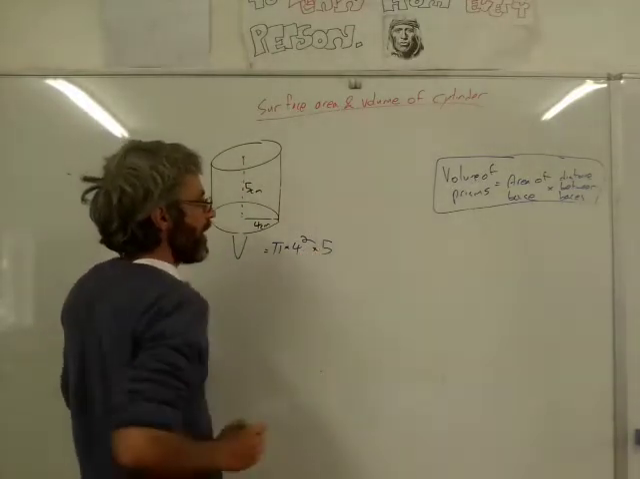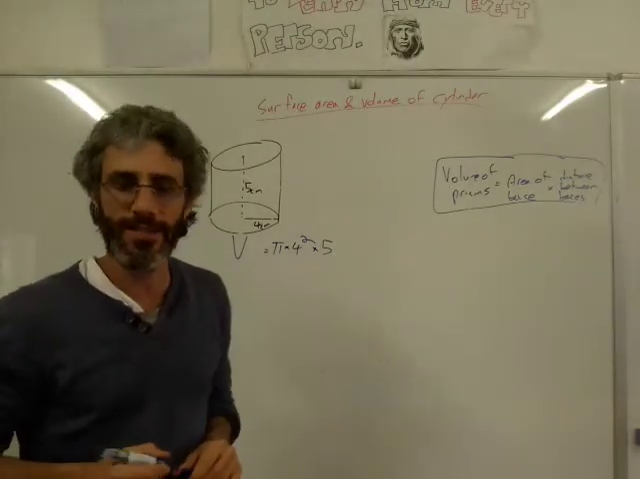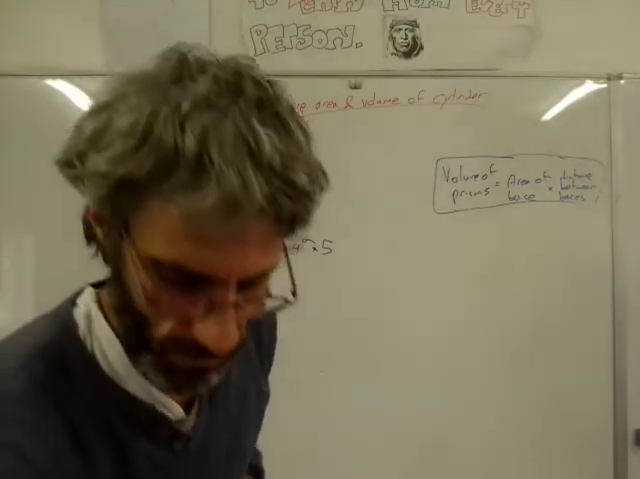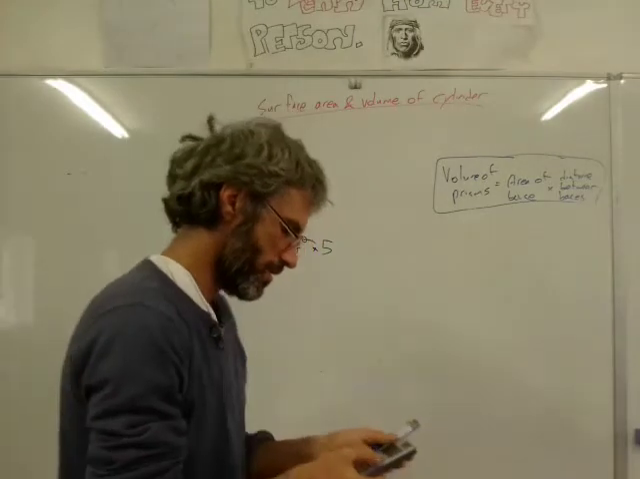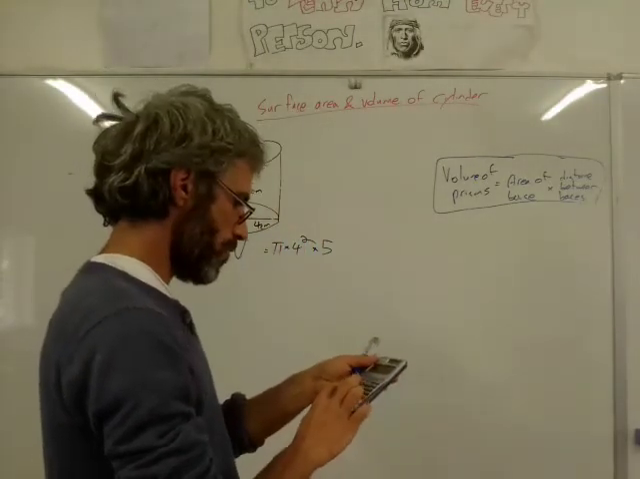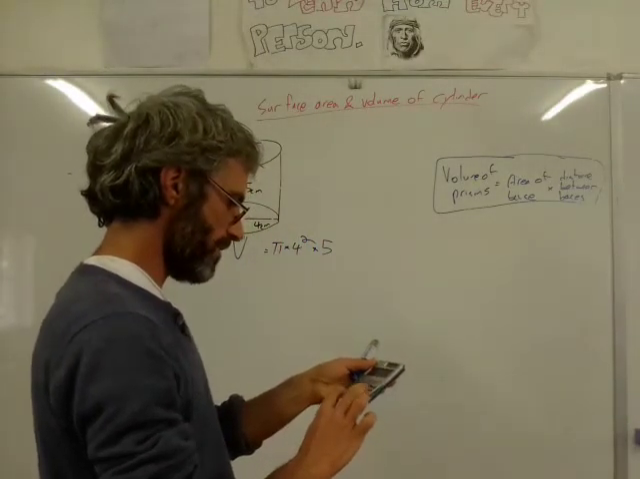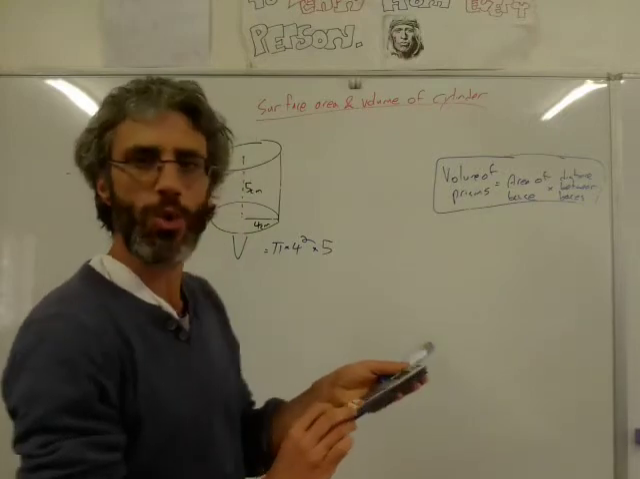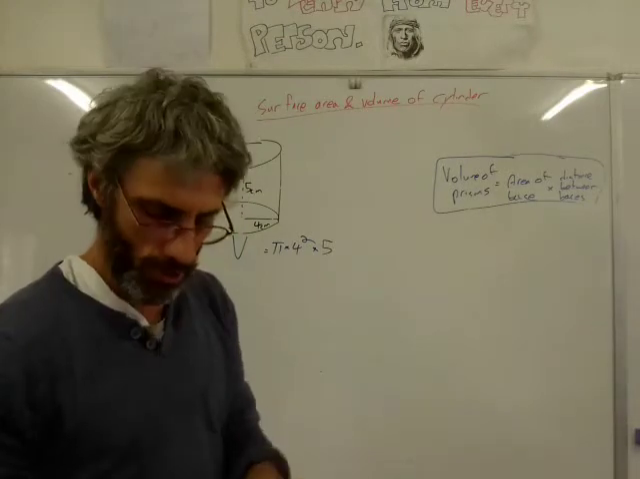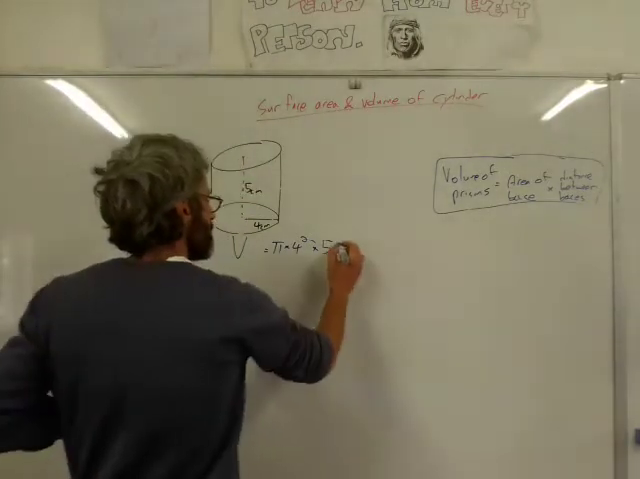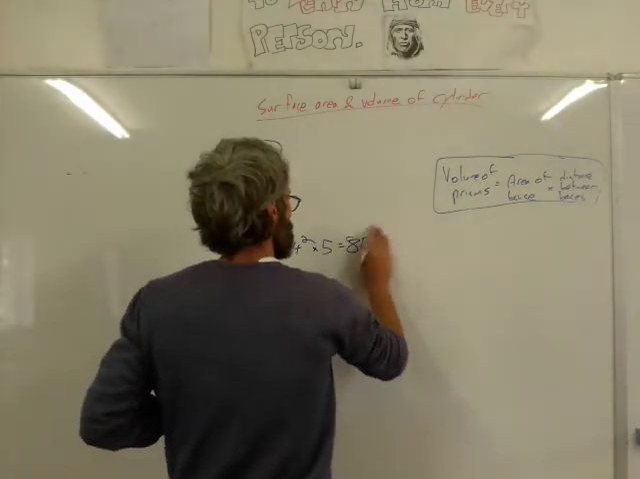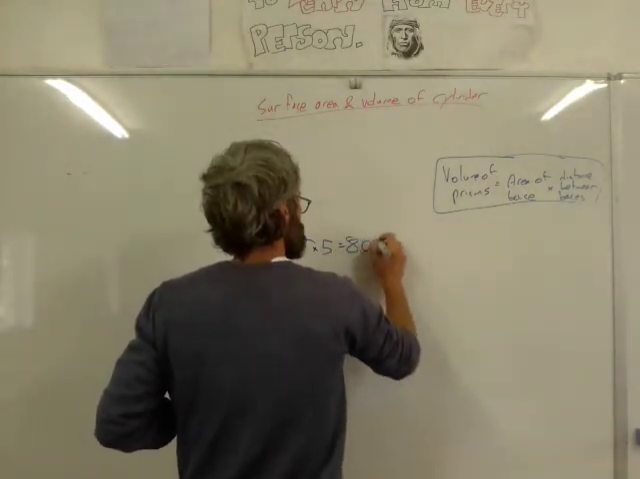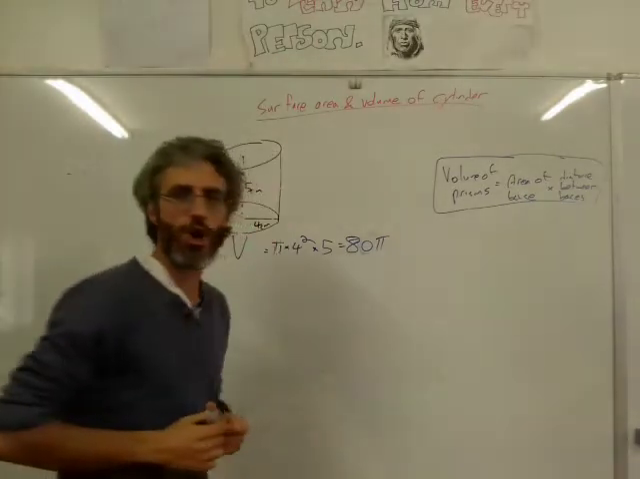Then I'll just put that into the calculator. 4 squared times 5 times pi. It doesn't matter which order you do that in. And I got the answer 80 pi. Now, sometimes you could leave your answer like that.